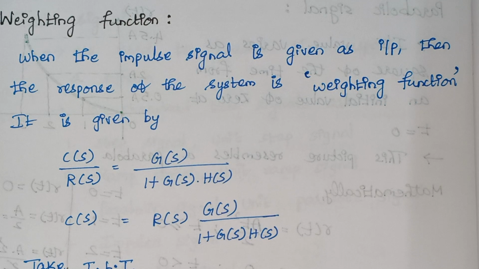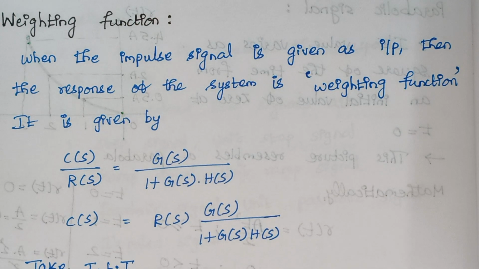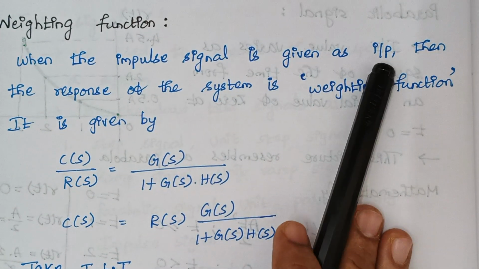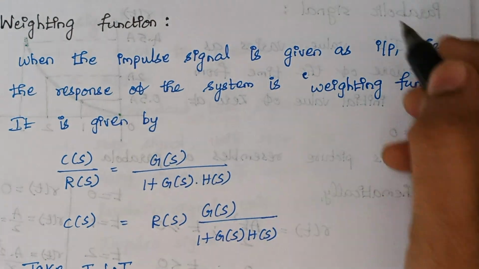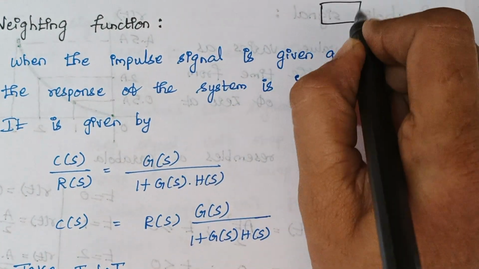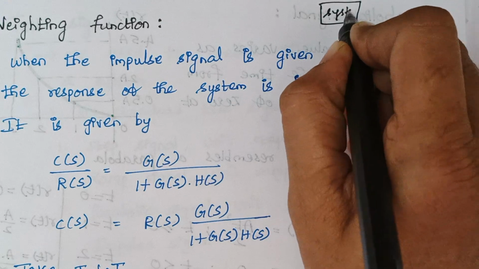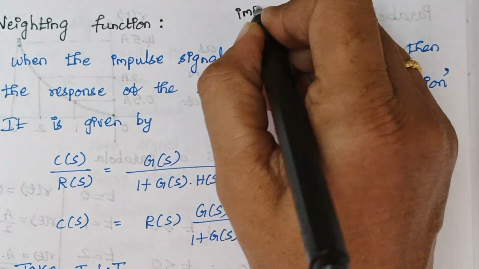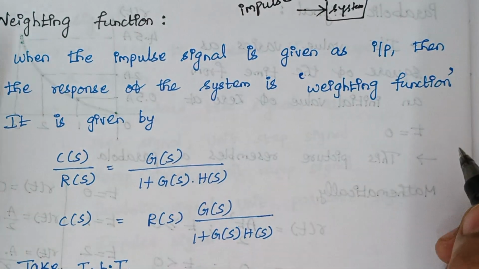Today we are going to discuss the weighting function and order of a system. So what is meant by weighting function? Consider any system, like this is your system, and the input given is an impulse signal.